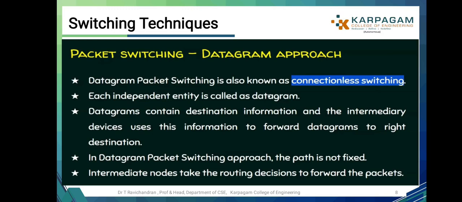In the datagram approach, the path is not fixed. The intermediate node takes the route decision to forward the packets. Datagram switching is a connectionless service. For example, an FM radio transmits packets. The receivers receive the packets but cannot know the sender, and the sender cannot know how many packets reached correctly or not.